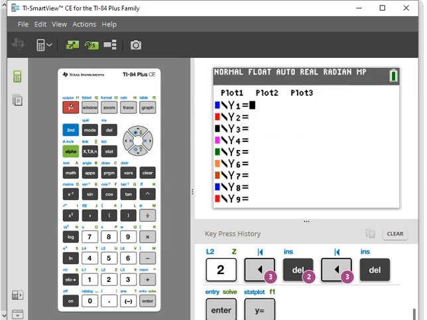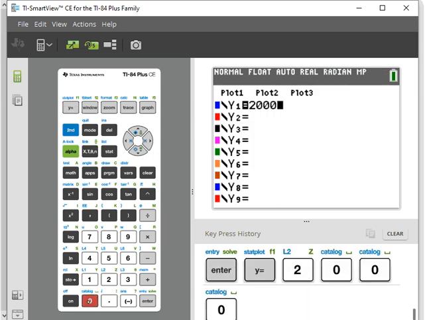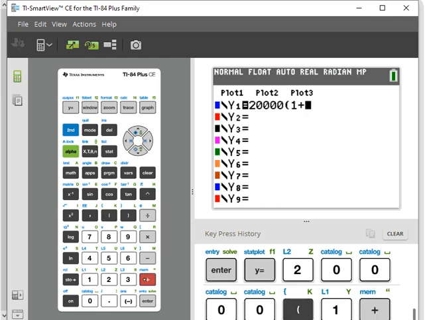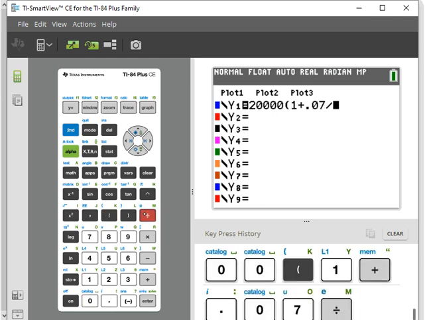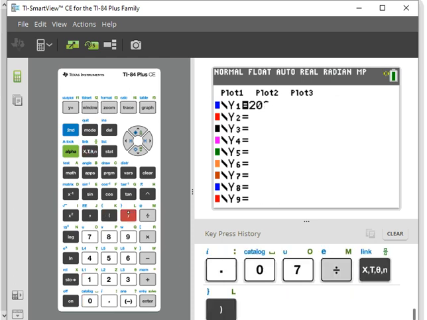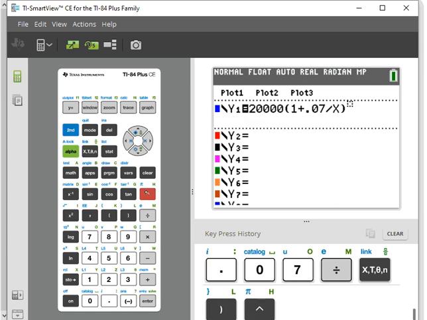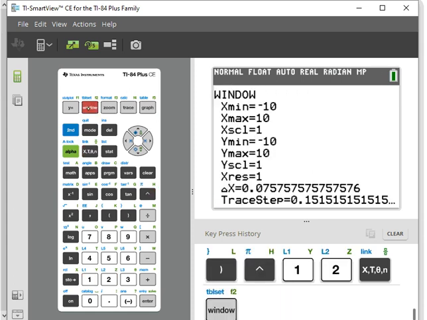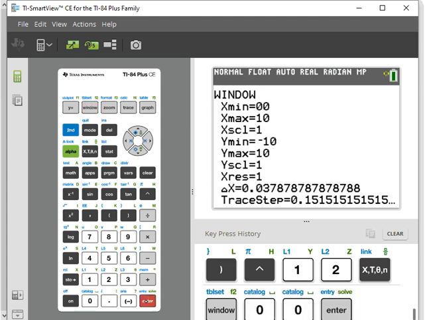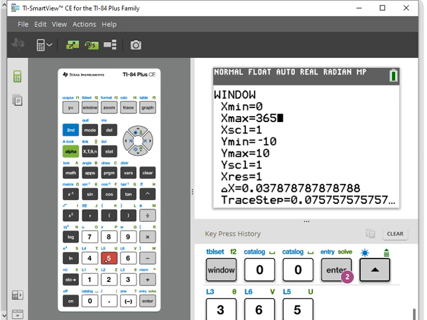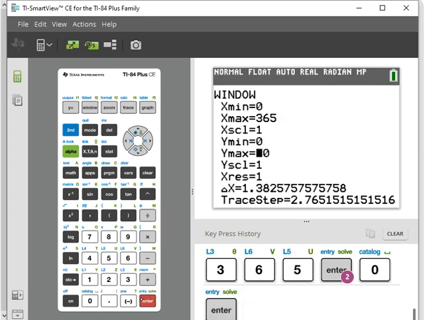Secondly, how can you do this? Graphing, right? 20,000, parentheses 1 plus 0.07 divided by x, because that's what's changing, to the 12x, right? And then you would need to make your window large, like we went 0 to 320. So my x max might be like 365. Most of the rest of these don't matter as much. Again, 0 to, in the end, we already knew our numbers were around 50,000.